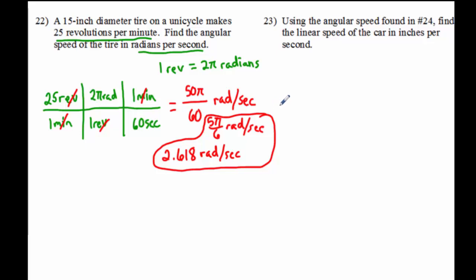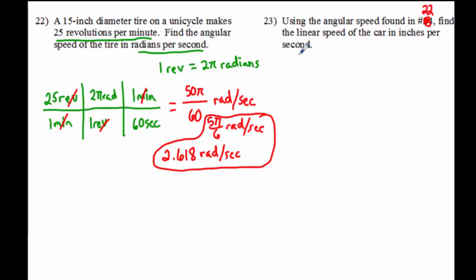Now 23, we're using the information from not 24, 22. Sorry if that threw anybody off. I deleted some problems from this review and didn't pay attention. When we want the linear speed in inches per second, we're going to use what we got in 22.